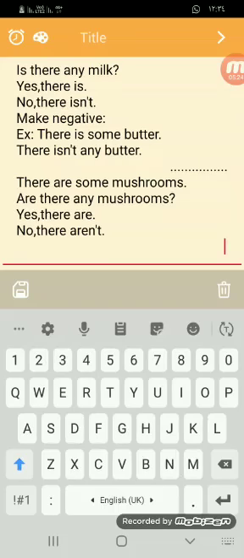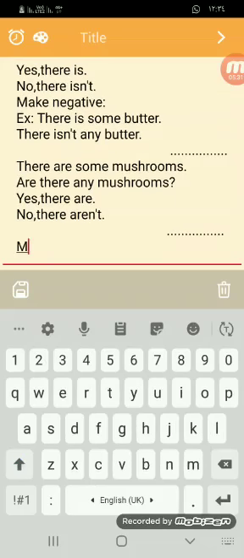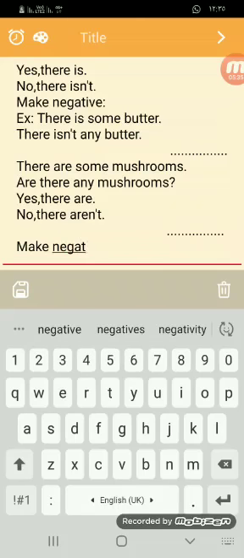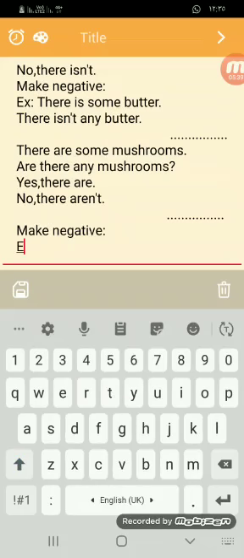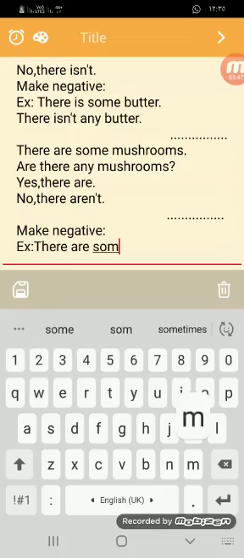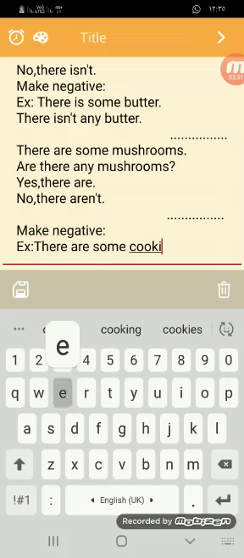Now, how can you make this sentence negative? Make negative. For example, when I say there are some cookies, for example. Okay?